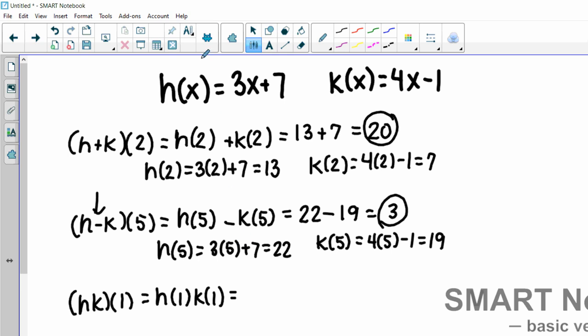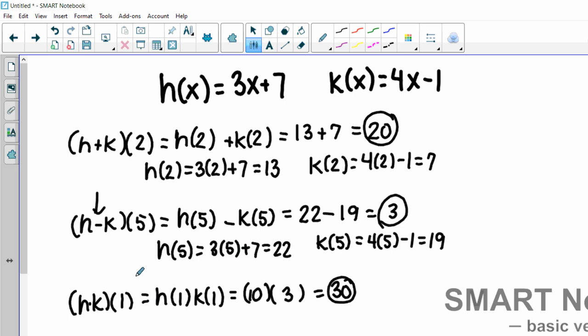So h of 1 means I'm going to replace the x in the h function with the number 1. So 3 times 1 plus 7 is 10. If I want to find k of 1, I come up to k, and instead of the x, I'm going to put a 1. So 4 times 1 is 4, minus 1 is 3. Then if they're just touching each other like this, that means we want to multiply them together. So 10 times 3 is 30.